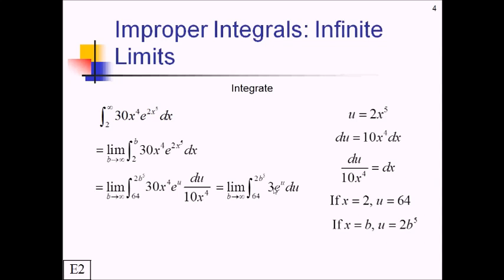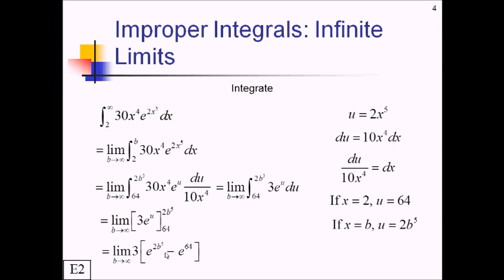Now for the antiderivative, well, that's actually pretty convenient on this. It's just 3e to the u. I still have my limit in there, though, so limit as b approaches infinity of 3e to the u, evaluated from 64 to 2b to the 5th. Let me go ahead now and plug both of these things in, and I'm going to yank a 3 outside as well. So I've got the limit as b approaches infinity of 3 times, and now inside I have e to the 2b to the 5th minus e to the 64th.